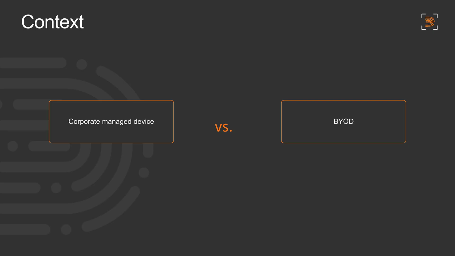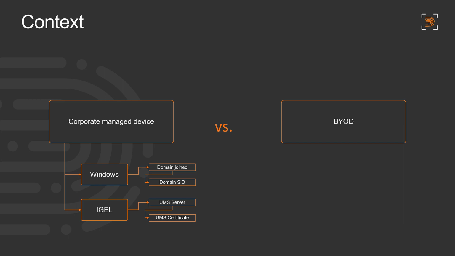Many of our customers want to separate corporate devices from bring your own devices and apply certain policies to either of them. Now in this demo we are going to take it simple and we are just focusing on differentiating Windows devices and IGEL devices. So we're going to take them as examples, and for Windows devices we're going to look at, are they domain joined, what is their domain SID. For IGEL devices we're going to look at the UMS server that is presented by the device.